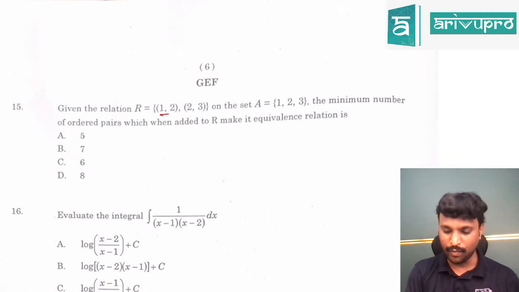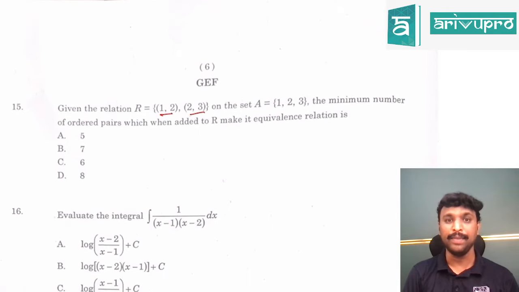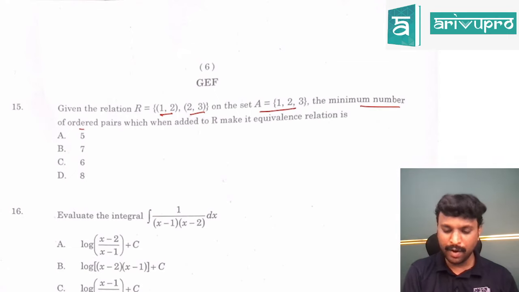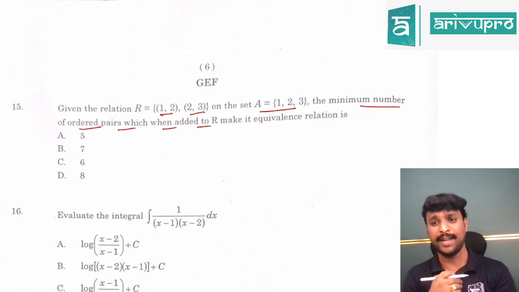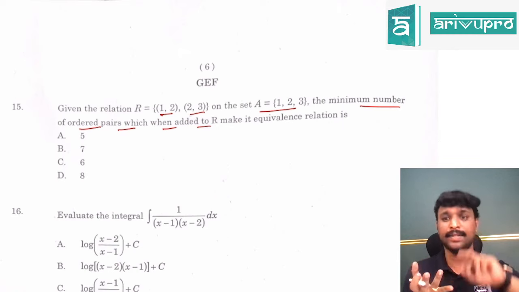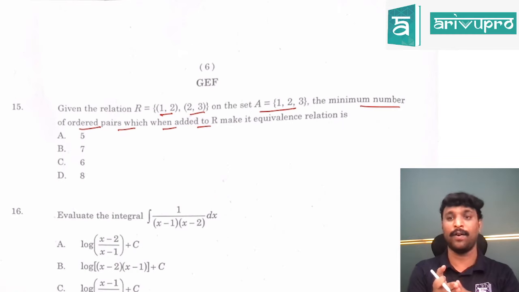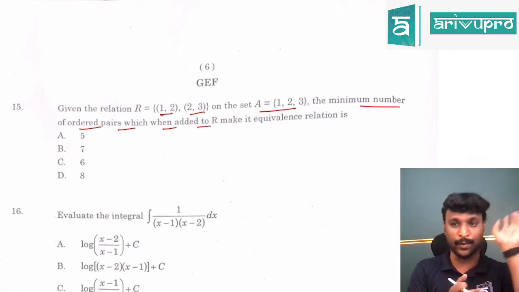Given the relation R = {(1,2), (2,3)} on the set A = {1, 2, 3}, find the minimum number of ordered pairs which when added to R make it an equivalence relation. Guys, what is equivalence relation? A relation which is reflexive, symmetric and transitive. All the three, if it satisfies, it is equivalence relation.